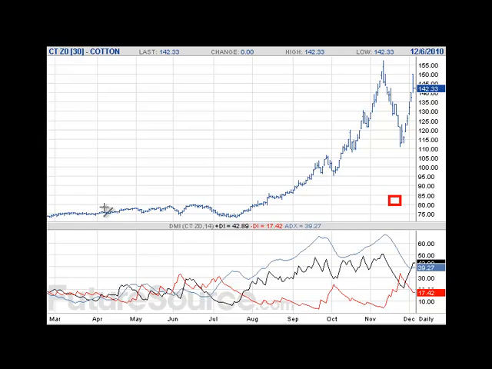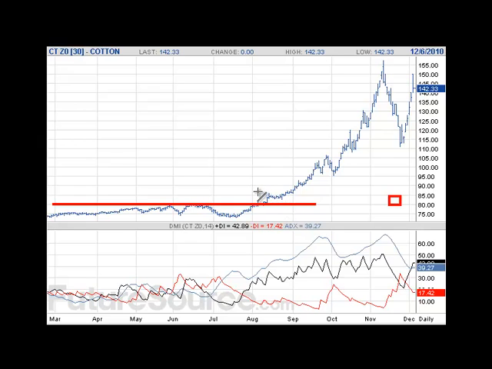We got cotton, which had been going sideways forever. 1, 2, 3, 4, 5 months. And then all of a sudden, cotton breaks out right here. The ADX goes with it. And we had a little bit of a setback. It's kind of hard to see on this chart because of the way it's scrunched up. But then the ADX did hook down and we got out.